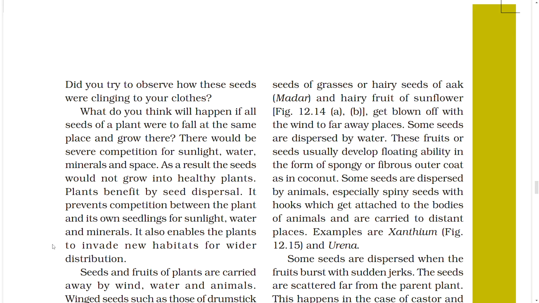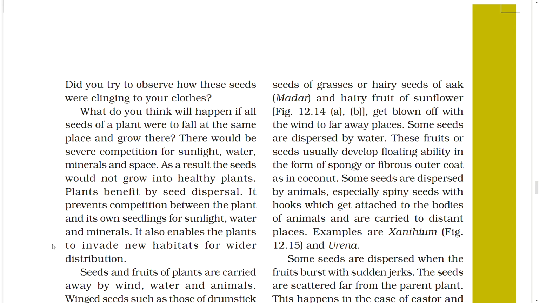Some seeds are dispersed by water. These fruits or seeds usually develop floating ability in the form of a spongy or fibrous outer coat, as in coconut. Some seeds are dispersed by animals, especially spiny seeds with hooks which get attached to the bodies of animals and are carried to distant places.